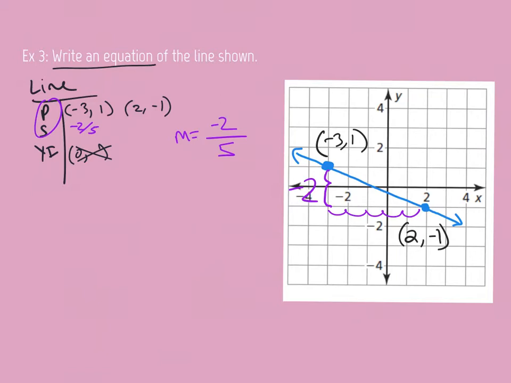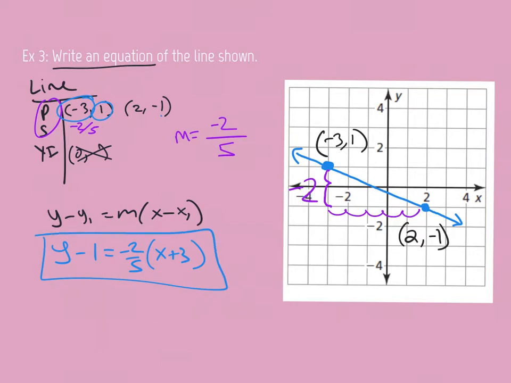So again, we'll use point slope form: y minus y1 equals m times x minus x1. I'm going to go a little faster this time. For my y1, I could use either point, so let's go with the left point. Y minus 1 equals, my slope is negative 2/5, and then I plug in for x1, which was negative 3, so plus 3, so x plus 3.